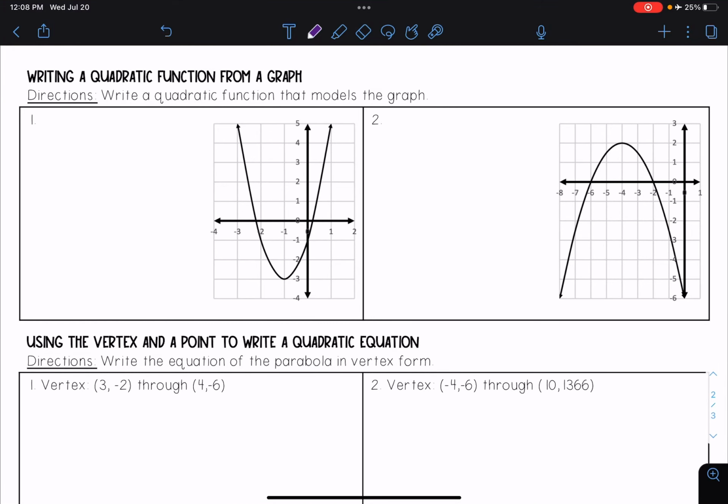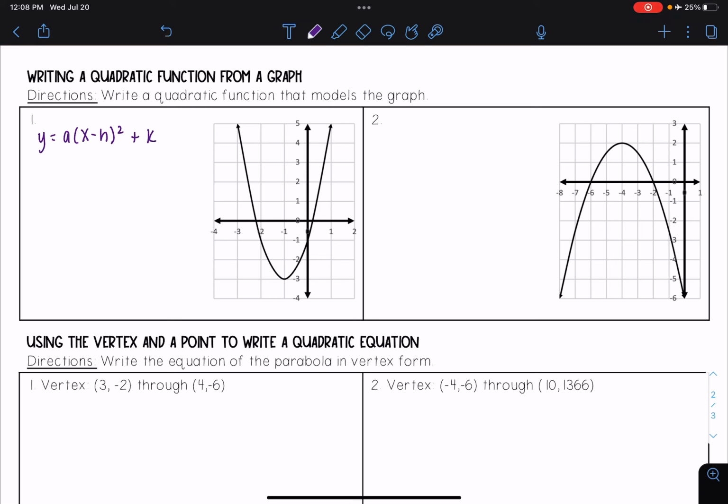For this video, we're going to look at writing a quadratic function when we are given its graph. So looking at number 1, I have this quadratic function. Here we have to remember what our vertex form of a quadratic is, and that is y equals a times x minus h squared plus k.